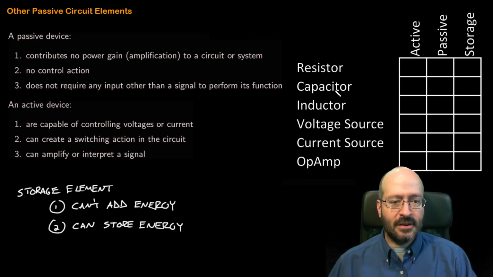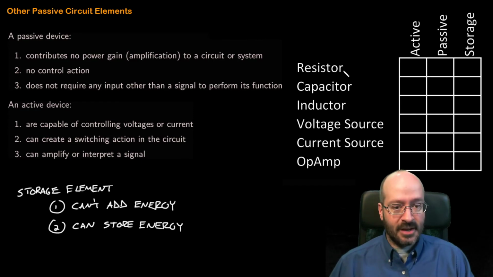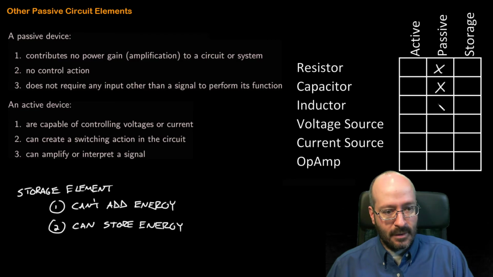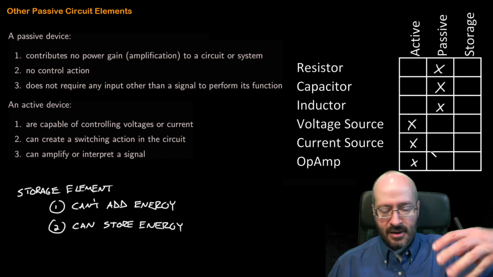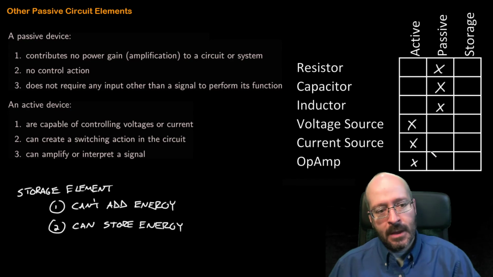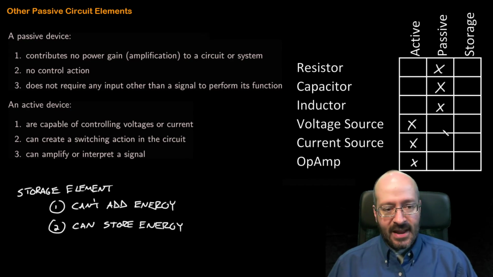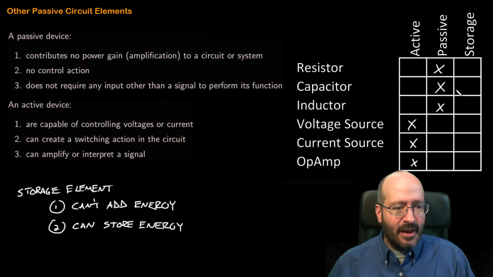Okay, so the resistor, the capacitor, and the inductor, I made a little table here so that we can talk about classification. Those are all passive. And then the voltage source, current source, and op-amp are all active. They can add energy to the circuit somehow. Within the passive elements, can't add energy, so these must be passive if they can't add energy. The capacitor and the inductor can store energy.